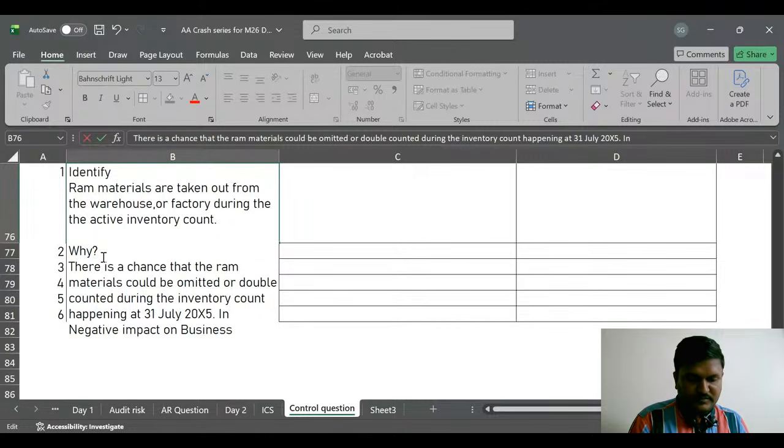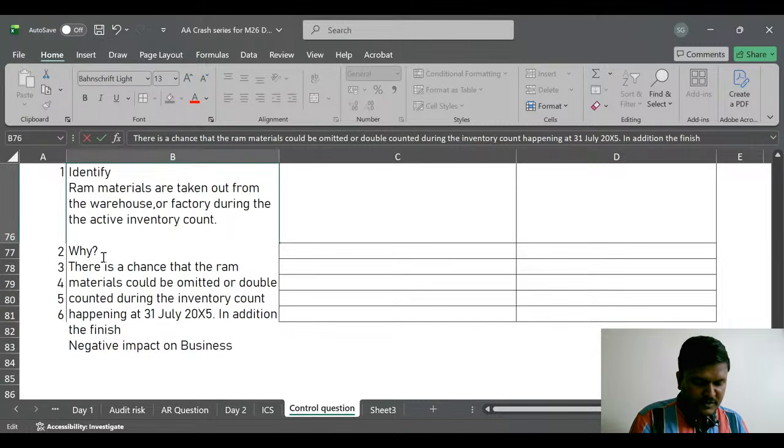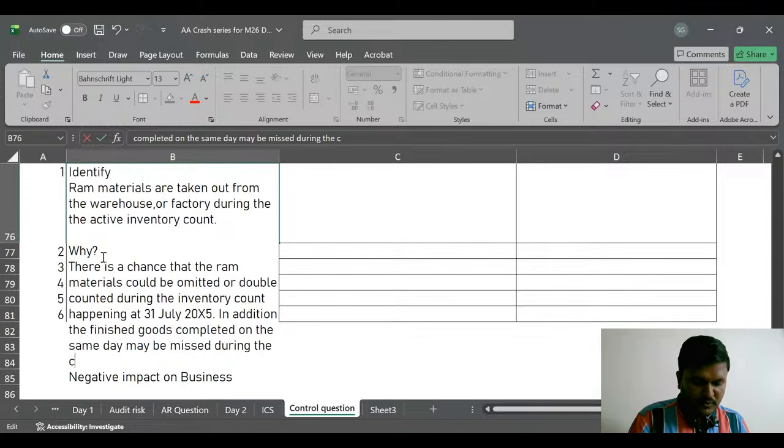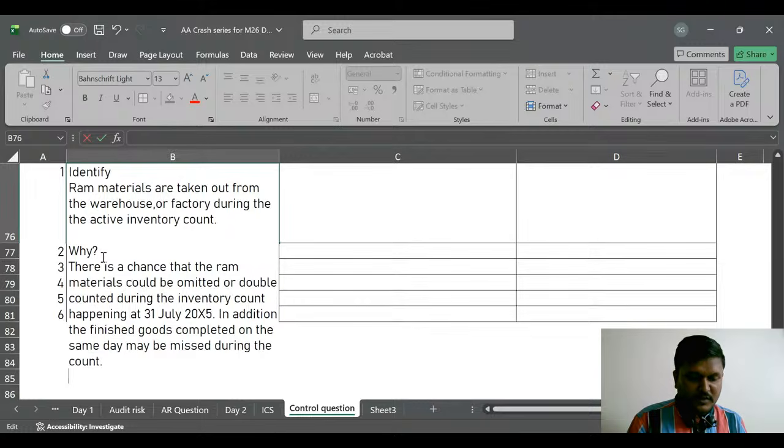In addition, since I have not mentioned it, you can add, in addition, the finished goods completed on the same day may be missed during the count. Okay, so this we can consider over here. So this is like the no-why concept that is coming.